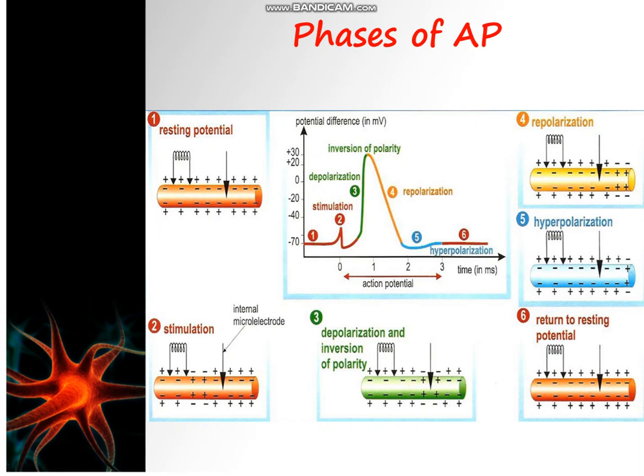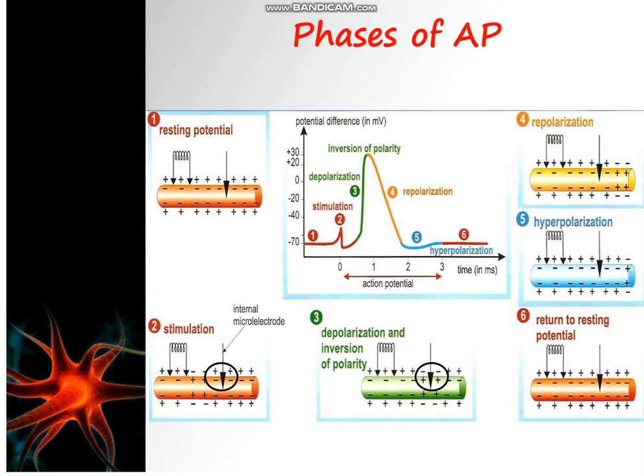The extracellular medium is positively charged and the intracellular medium is negatively charged. Okay, now in the second step, we apply an effective stimulation. So what happens? This effective stimulation triggers a depolarization followed by an inversion of the polarity of the membrane at the level of the site of stimulation.